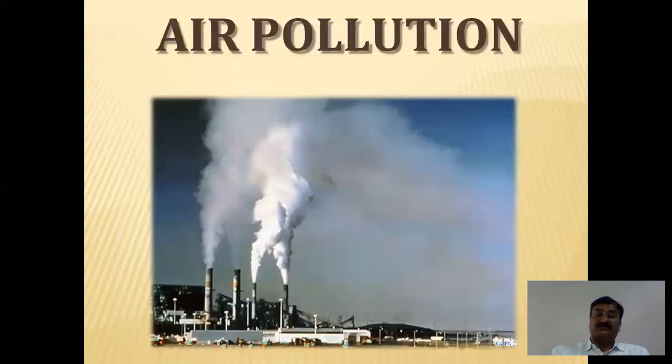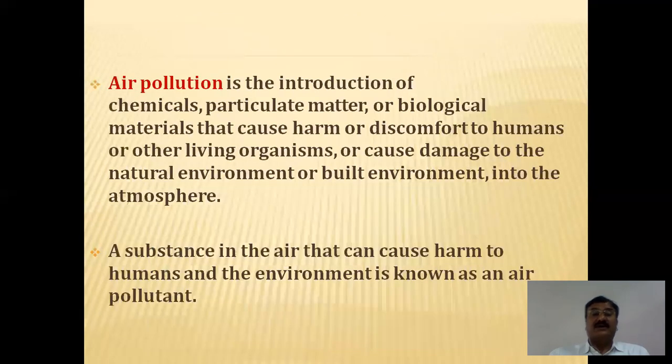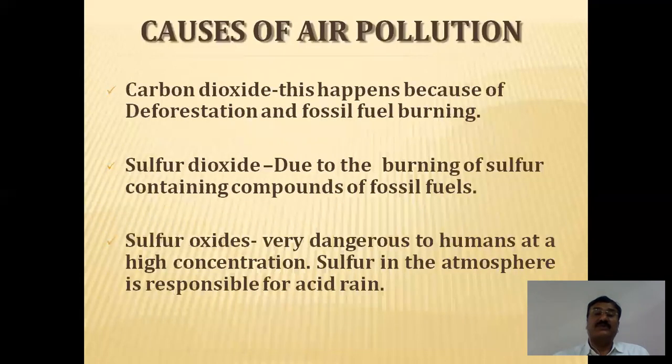Air pollution. This slide shows how air pollution is happening. Air pollution is the introduction into the atmosphere of chemicals, particulate matter, or biological matter that cause harm or discomfort to humans or other living organisms, or cause damage to the natural or built environment. A substance in the air that can cause harm to humans and the environment is known as an air pollutant.